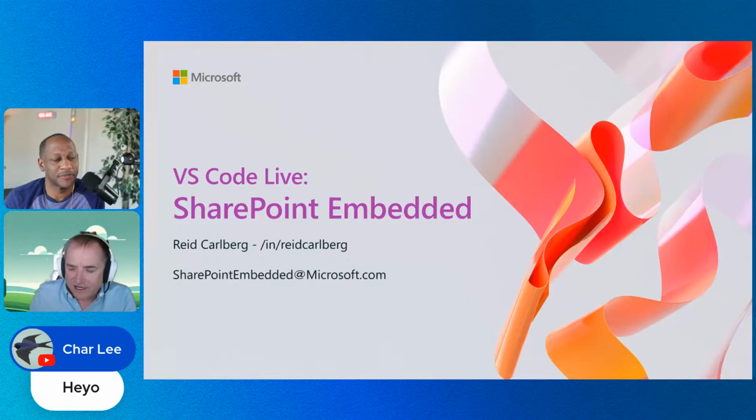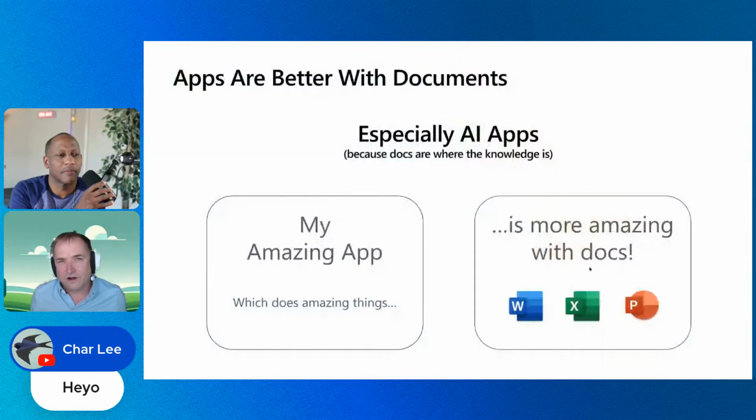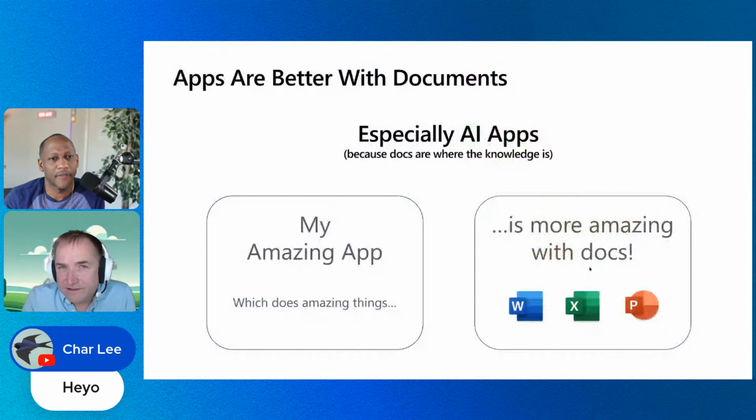Great. So I'm going to just do a quick little overview here. Don't worry, we're not going to spend too long in slides. But I want to start off with this fundamental truth that we're all experiencing today, and that is that apps are better with documents. Now, this has been true for a long time. There's lots of giant enterprise apps out there that also manage documents. But today we're in the world of AI apps. And this is especially true with AI apps because docs are where the knowledge is.